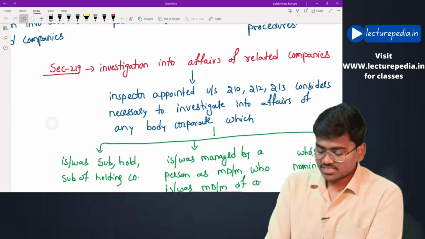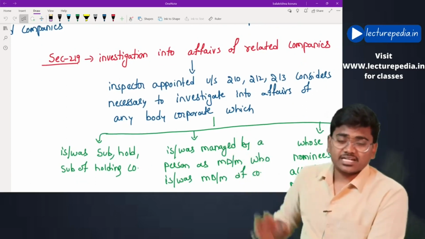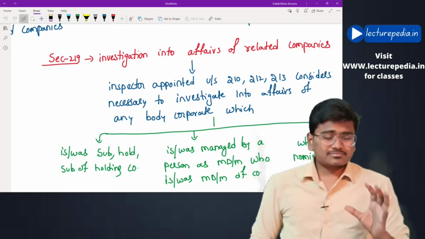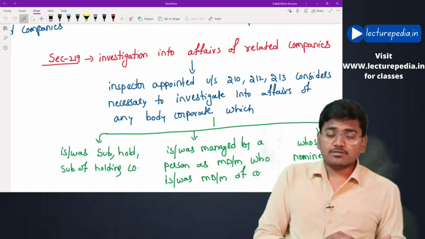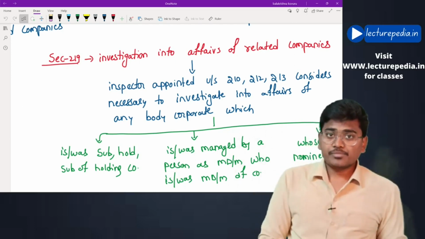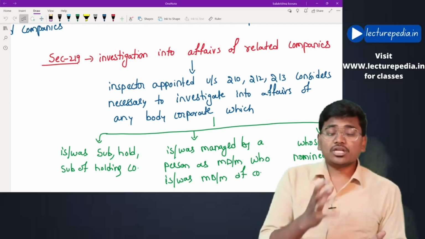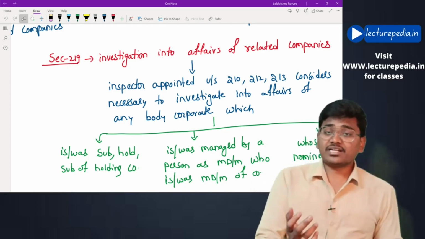Next, see section number 219, investigation into affairs of the related company. Now, the inspector is investigating company A. During this investigation, the inspector feels that investigation of some other related company is also required. In that case, whether he can carry out the investigation of such a related company or not.